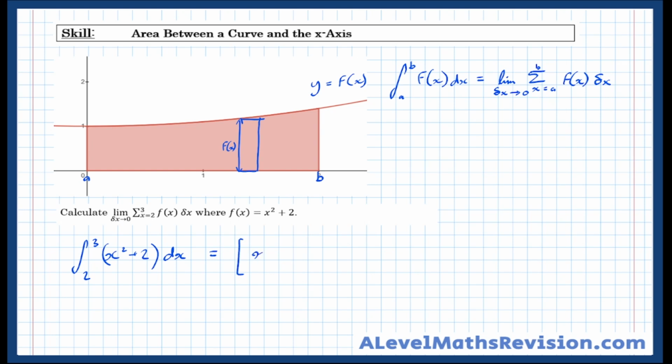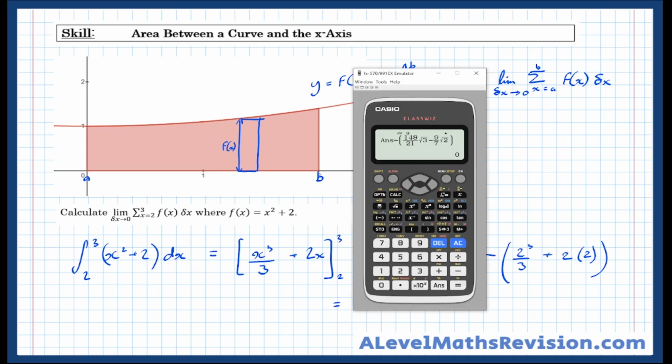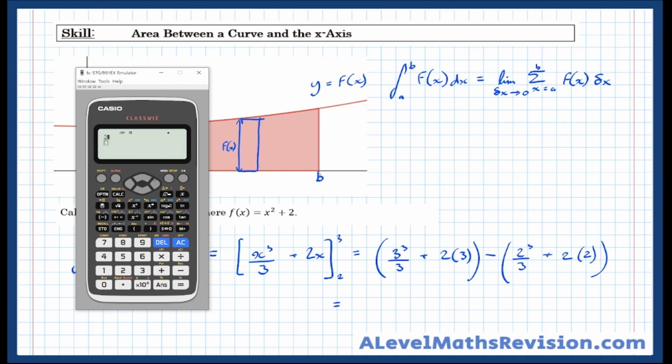Equals, well, let's integrate. Remember, it's add 1 to the power, divide by the new power, plus 2x between 3 and 2 equals 3 cubed over 3 plus 2 lots of 3, take 2 cubed over 3 plus 2 lots of 2, which is equal to, and let's put that in the calculator, 3 cubed over 3 plus 2 lots of 3, take all of 2 cubed over 3 plus 2 lots of 2, which is equal to 25 over 3.